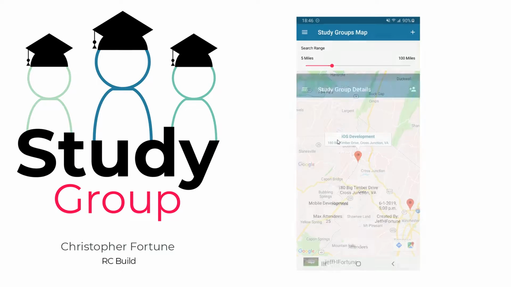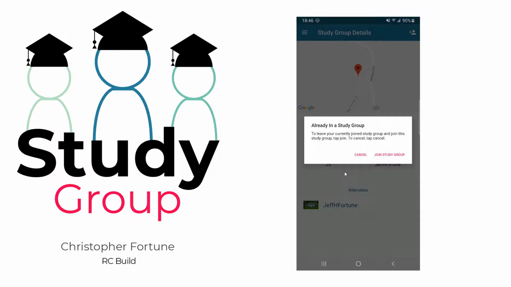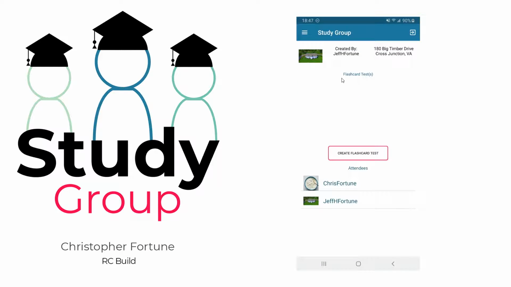So if we were to click onto this, you can see the attendees, the subject, the address, the creator, date, time. If we wanted to join this, it says, hey, you're already in a study group. Do you want to leave the one that you're in and then join this one? If you do, you can do so. So we're not going to do that, but if you want, you can join study group and it will allow you to leave. Let's just go ahead and do it. So as you can see, we are now part of this study group.